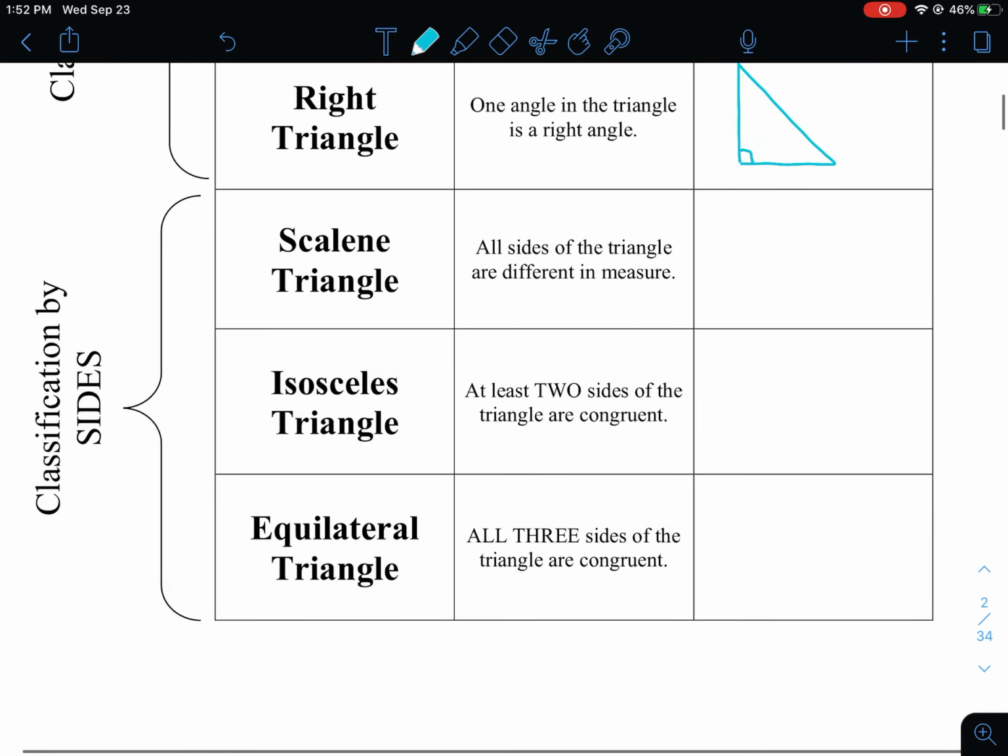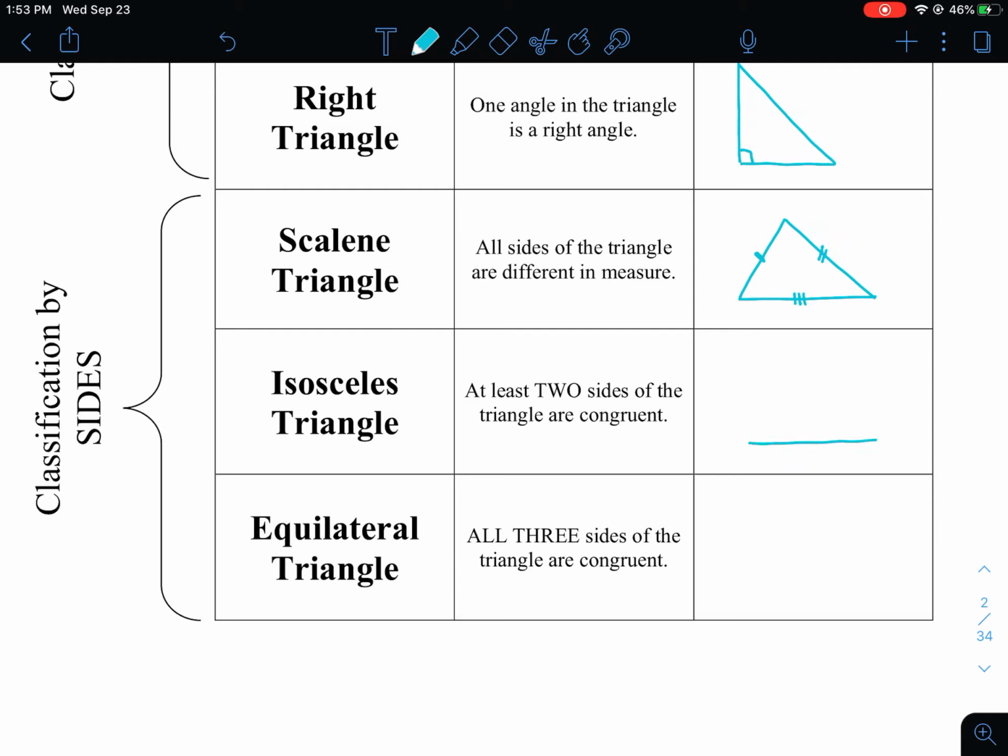Moving on to classifying by sides. This is based strictly on what we know about the sides, so what information we know. The first one is called a scalene triangle. A triangle is scalene if all of the sides have different measures, so each side's a different length. To demonstrate that, I'm going to put those little congruent marks in the sides, and they each have a different number. The left side I put 1, the right side I put 2, and the third side I put 3 to show that none of them are congruent.